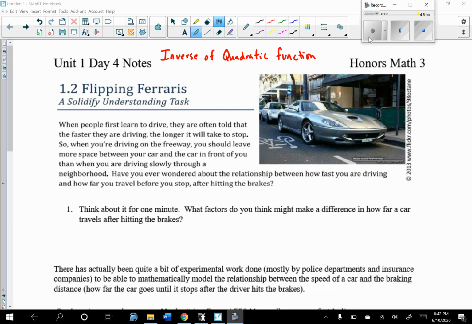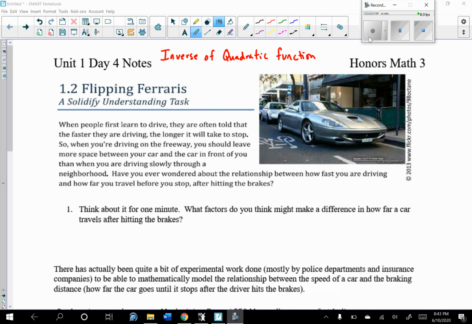Okay, so today we're going to talk about the inverses of quadratic functions. So for this first task, it says when people first learn to drive, they're often told that the faster they are driving, the longer it will take to stop. So when you're driving on the freeway, you should leave more space between your car and the car that is in front of you than when you're driving slowly through a neighborhood.